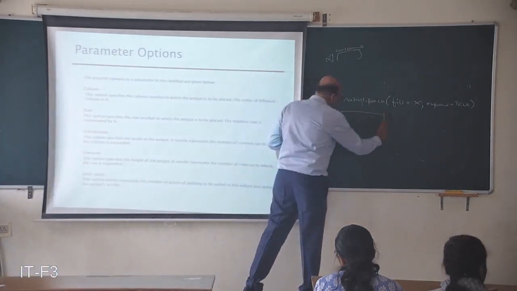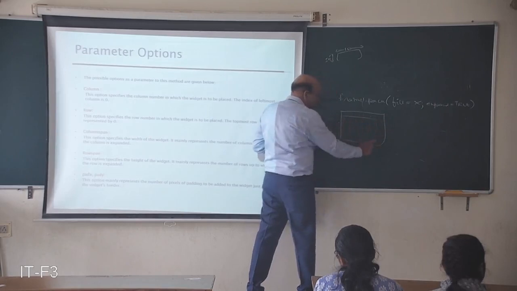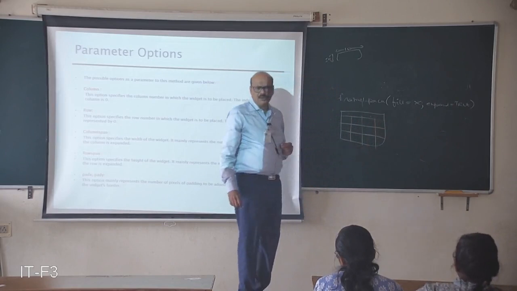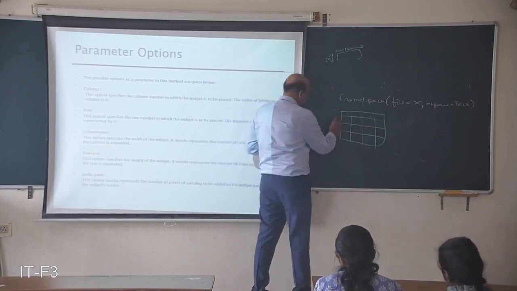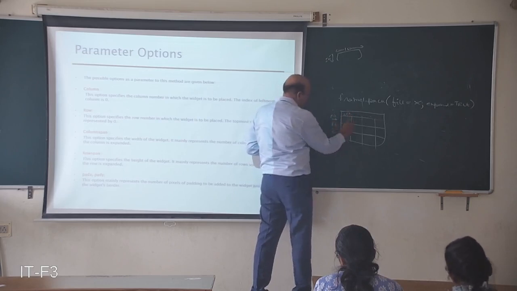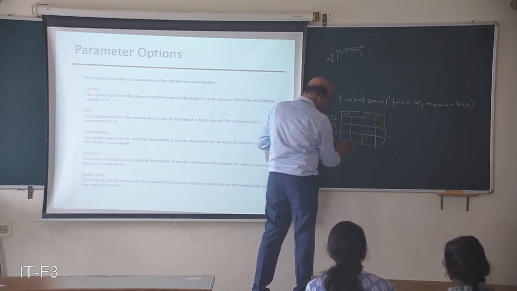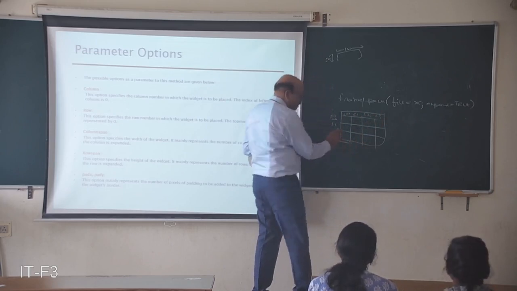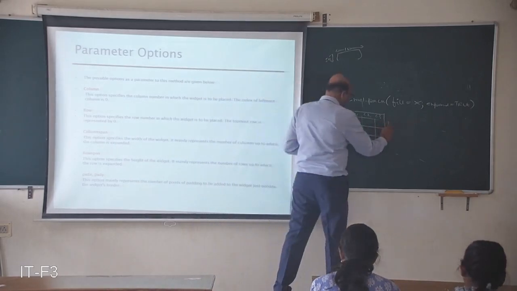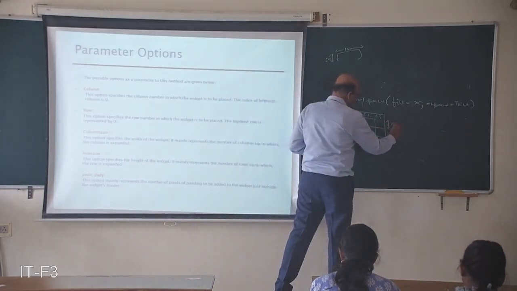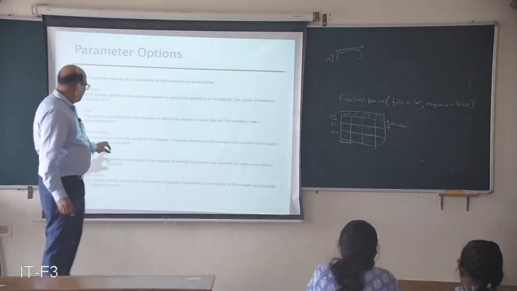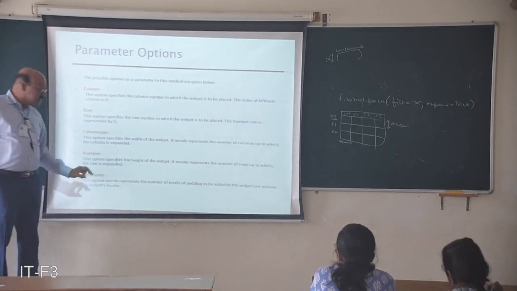For example, if you want to divide this usable space into 3 rows and 4 columns, this is row 0 and this is column 0, then row 1, row 2, column 1, column 2, column 3. What should be the width of each column? That is what we call column span. And this is row span. What should be the width of each row? So column span, row span, pad x, pad y.